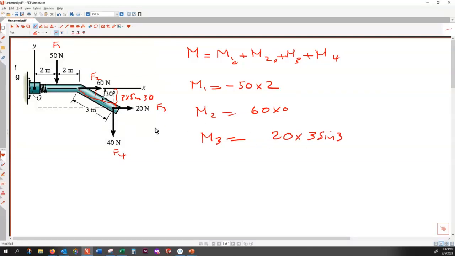And is this positive or negative, M3? That is positive, counterclockwise. And finally, M4. M4 is equal to 40. What is the shortest distance between F4 and O? That is 2 plus 2 plus 3 cos 30. Okay, and then finally F4, does that make a positive rotation or negative rotation?